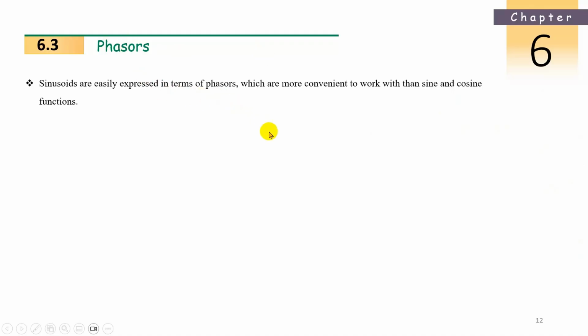So a phasor is nothing but a complex value. We have three types of representation: absolute, rectangular, and polar. These we will study. Phasors are more convenient to work with than sine and cosine functions. If I am not good in sine and cosine but I am good in complex terms, then we go for phasors.